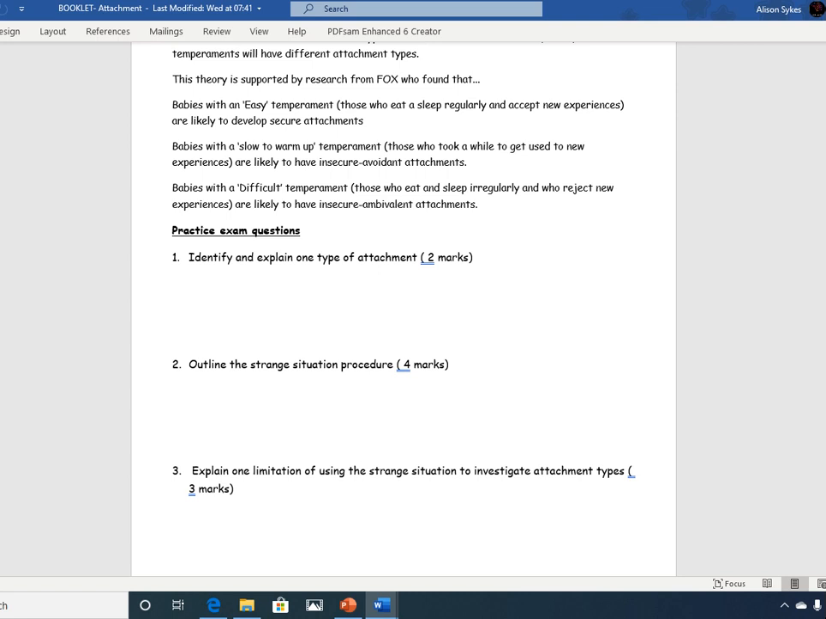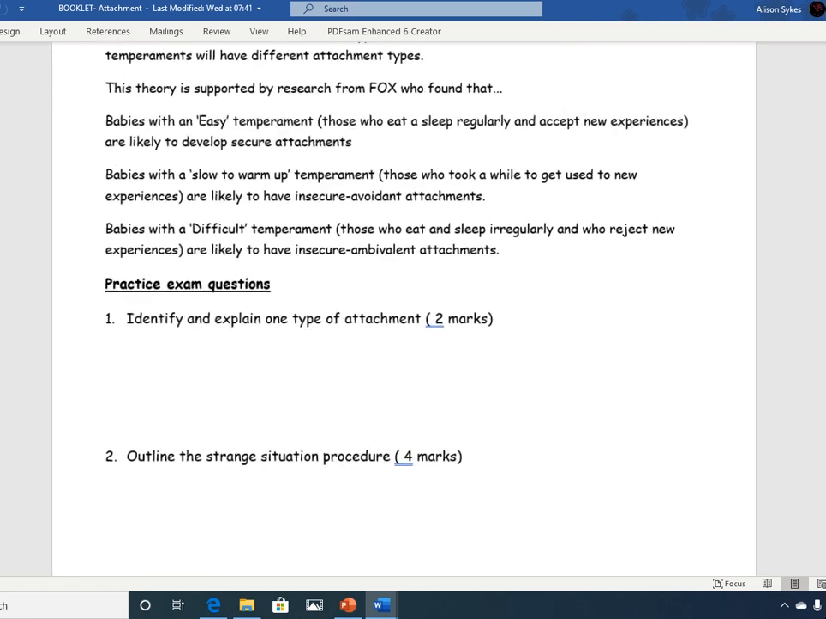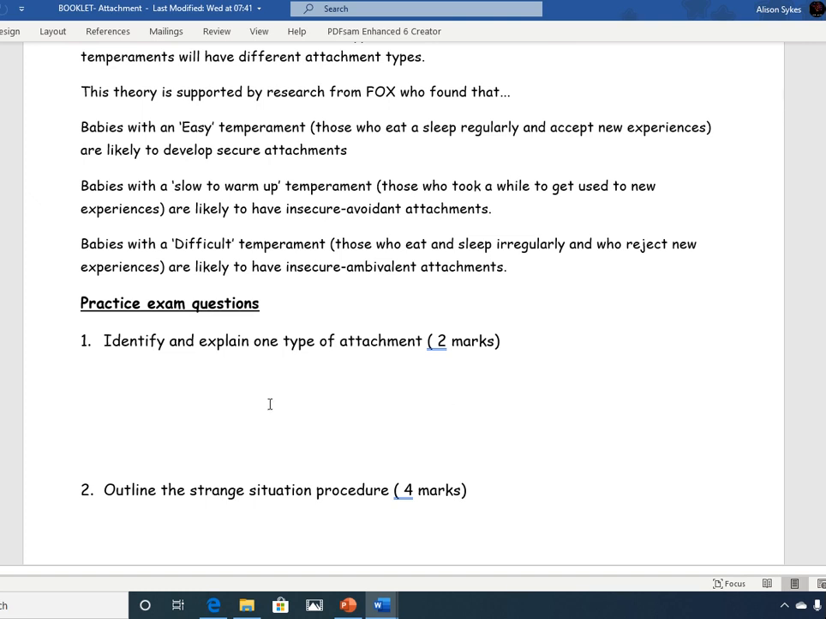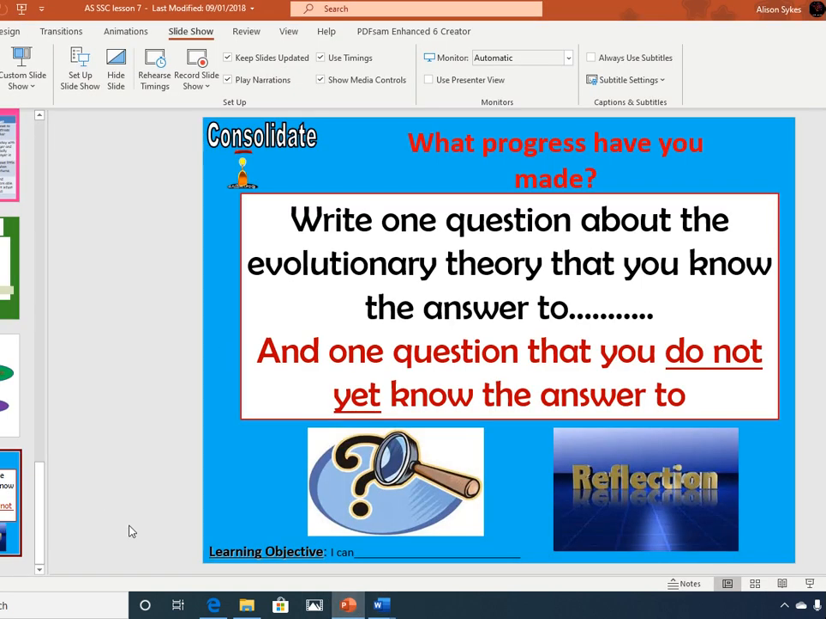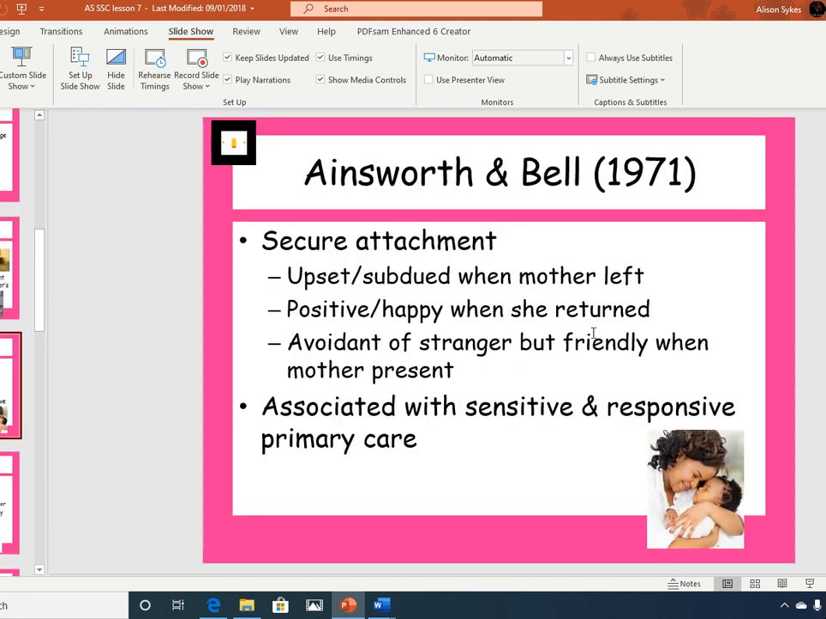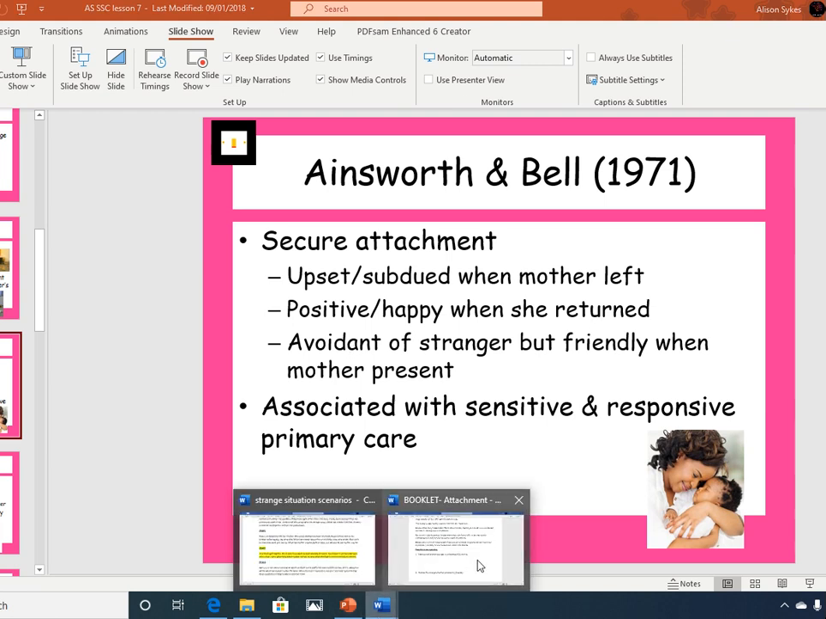There are then some exam questions, and I would like you to think about whether you would be able to answer these exam questions and any problems with them. Identify, state, 1 mark, and explain, another mark, 1 type of attachment. Secure attachment would get you 1 mark. A sentence to just explain what it is. I would advise, if you are doing that, that you use the points here. So you say, for example, reunion behaviour would be this. For example, stranger anxiety would be this. And that's generally how you would attack a question like that.